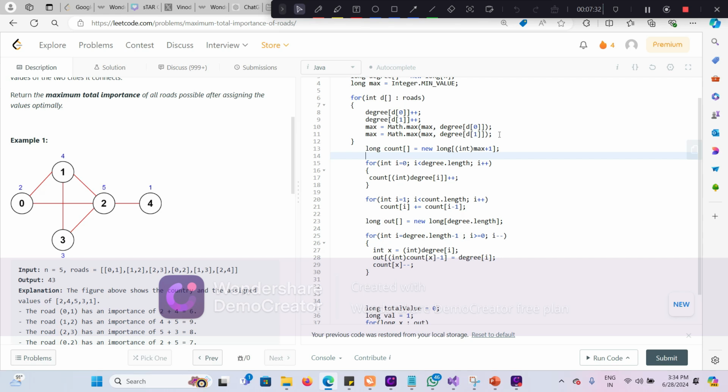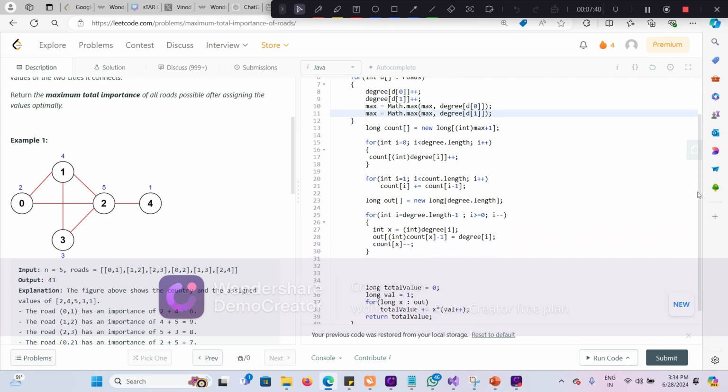And then here you can see this value as well. I am basically getting the maximum value of the degree. Why am I getting it? Because in counting sort, I need the max value of that array. So for that reason.